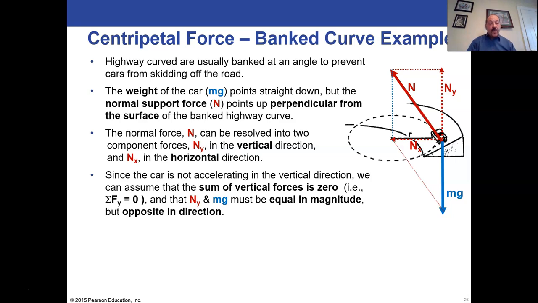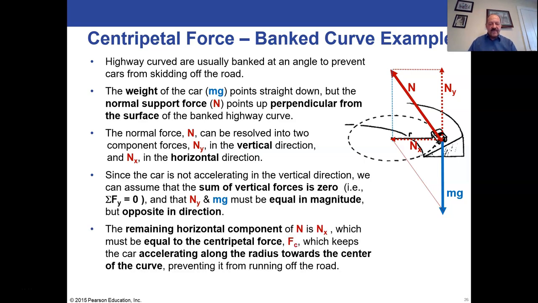So we know that the normal component that's vertical, the n sub y, must be exactly equal to the weight of the car. They balance each other perfectly so the car is not going through the ground or floating up above in the air. They have to be identical. So that component must be identical. And the remaining component of the normal force is pointing to the center. That's the n sub x, the one that's pointing into the center of this curve.